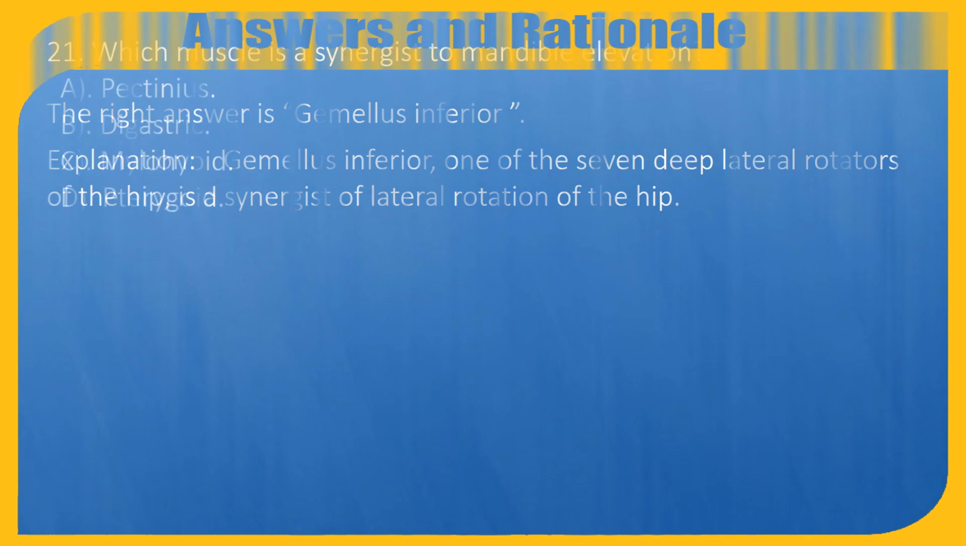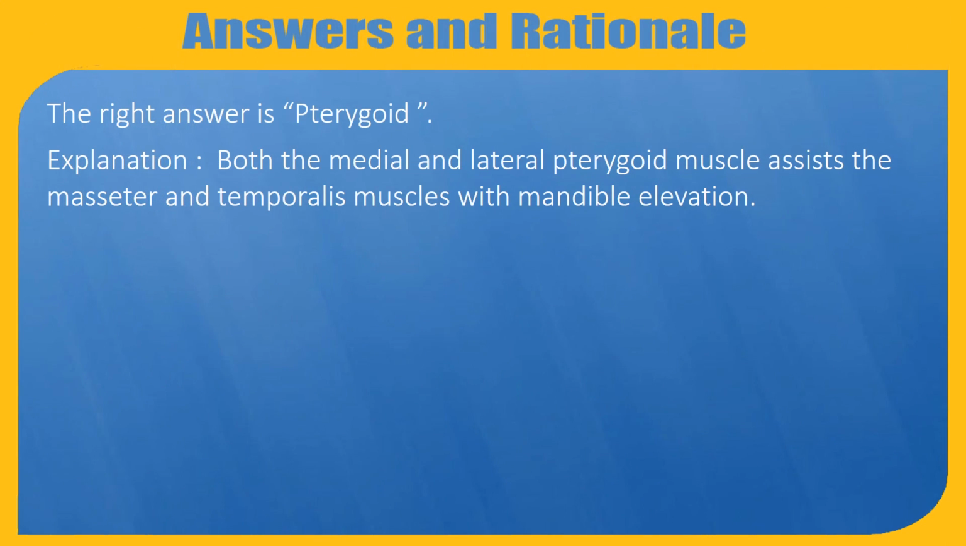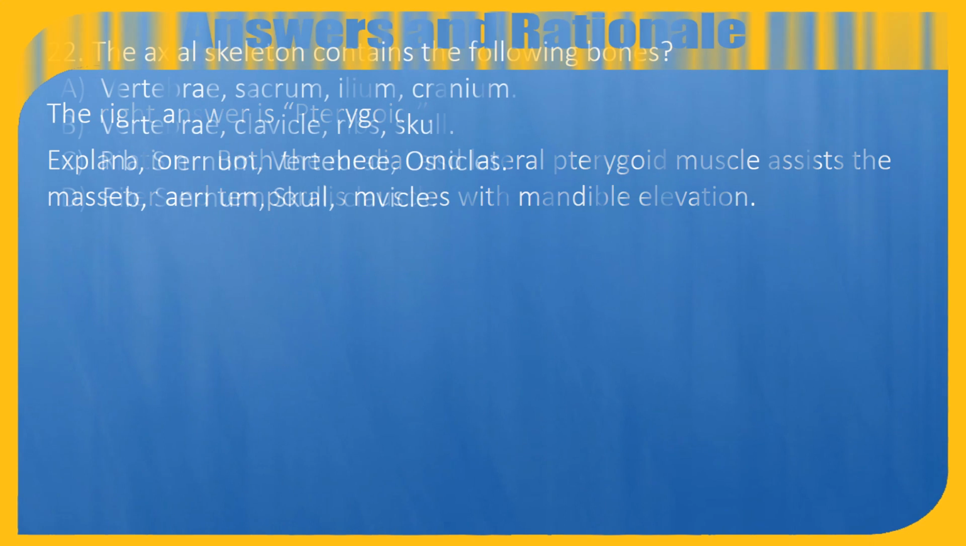the hip. Question 21. Which muscle is a synergist to mandible elevation? A. Pectineus. B. Digastric. C. Mylohyoid. D. Pterygoid. The right answer is pterygoid. Explanation: both the medial and lateral pterygoid muscles assist the masseter and temporalis muscles with mandible elevation.